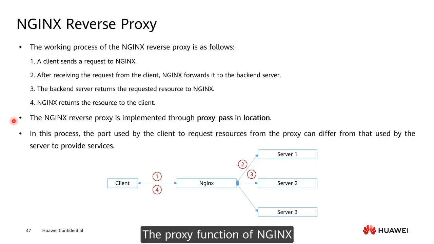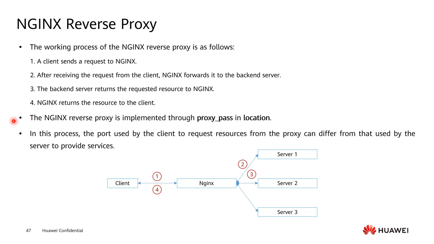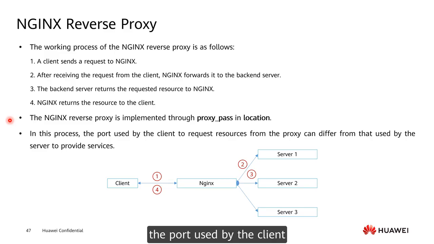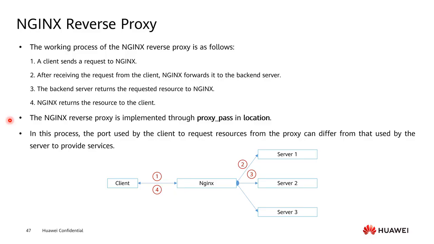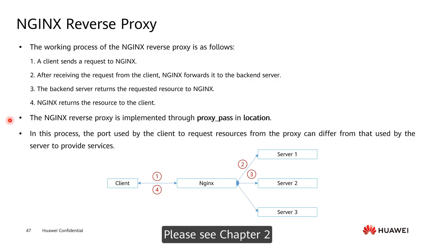The proxy function of Nginx is implemented through proxy_pass in location. In addition, in the process of acting as the reverse proxy, the port used by the client to request resources from the proxy can be different from the port used by the actual server to provide services. For details about how to configure the port, please see Chapter 2.